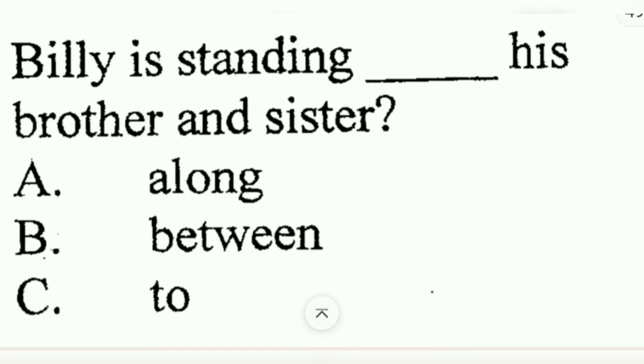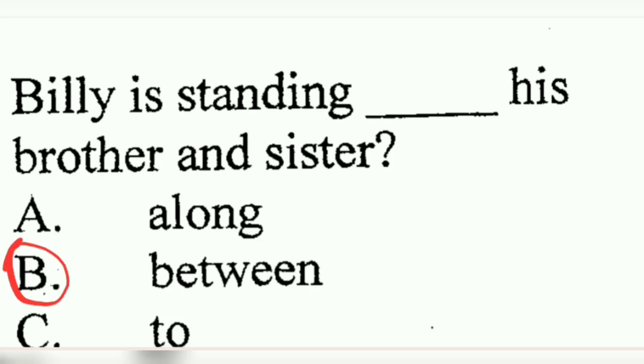22. Billy is standing his brother and sister. Alright? So A says Billy is standing along his brother and sister. B says Billy is standing between his brother and sister, and C says Billy is standing to his brother and sister. Now along, if you have the word with, then that could work. He's standing along with his brother and sister. So the answer is B. He's standing between. So it's like you have Billy brother here.